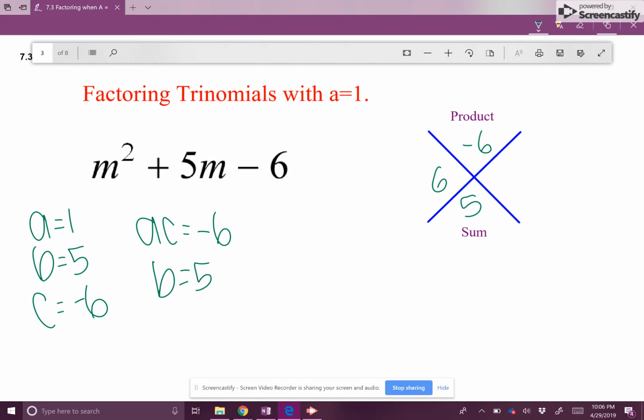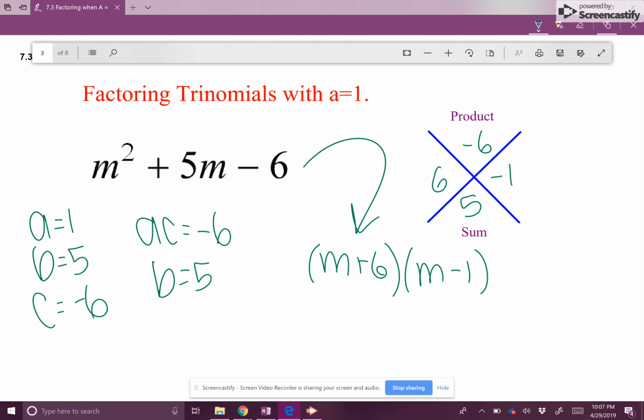Those two numbers are 6 and -1. Whenever you notice a difference of 1 between the product and the sum, you know that one of them is going to have to be multiplied by 1 of some kind. Just start to recognize patterns like that. Our final answer of m squared plus 5m minus 6 factored would be, you're going to find that I write x's way more than m's or any other variable, m plus 6 times m minus 1. We just took the standard form and changed it to factored form.